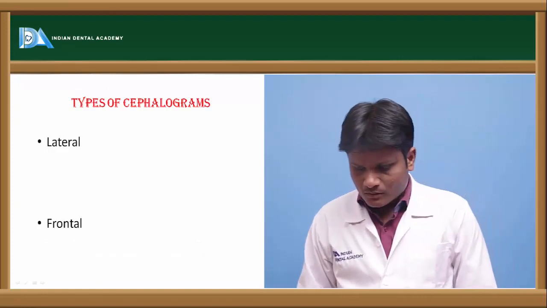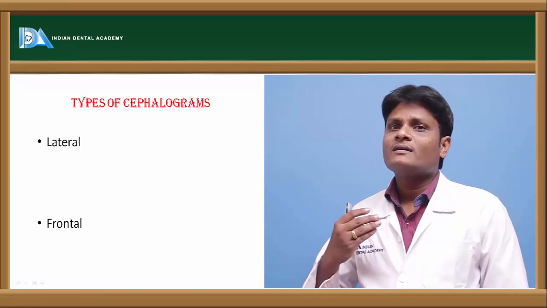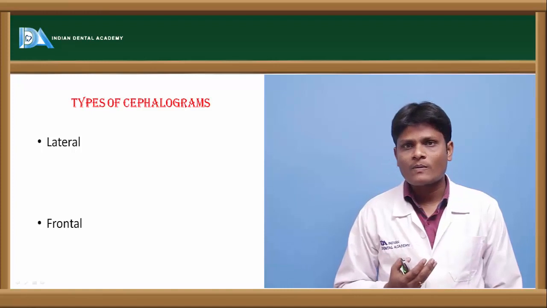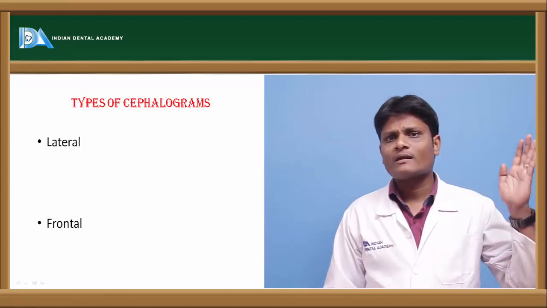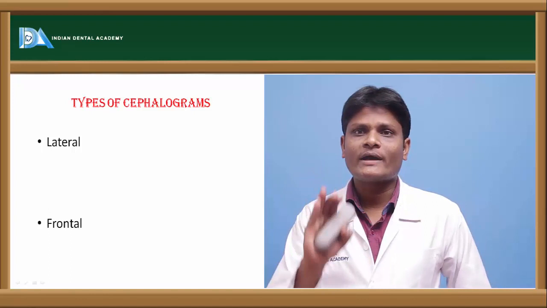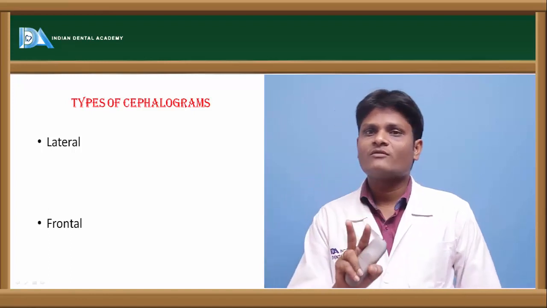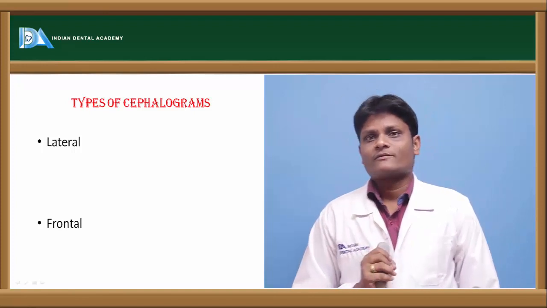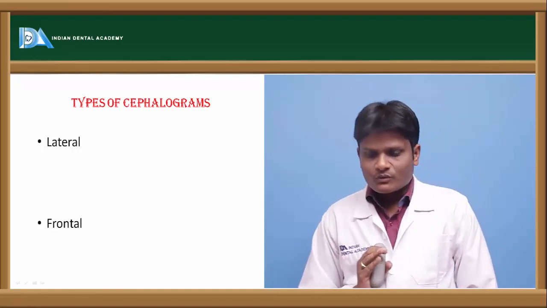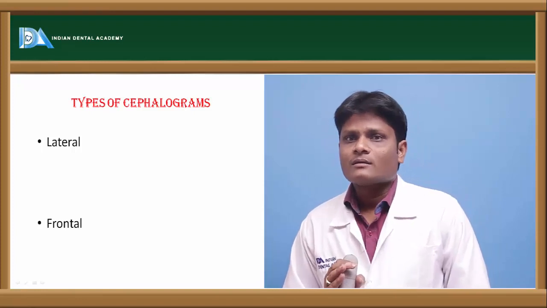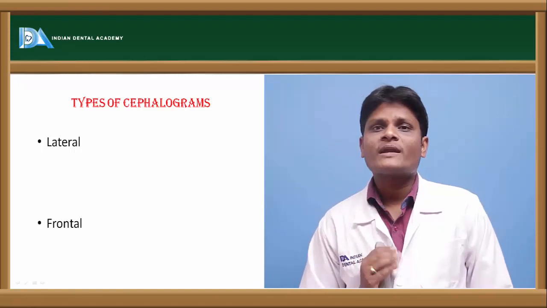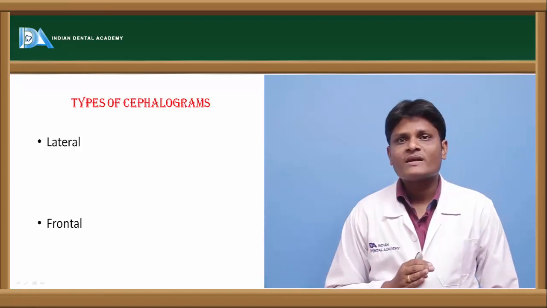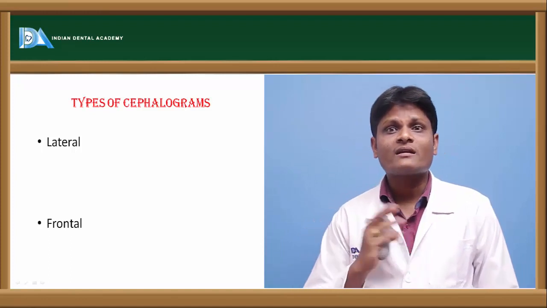Now, as we know, cephalogram is nothing but a study of measurements made on the head. A cephalogram can be obtained from the lateral view as well as a posterior anterior view. Accordingly, we have two types of cephalograms. One is the lateral cephalogram and the second one is the frontal cephalogram. Lateral cephalogram gives you two-dimensional relationships in the anteroposterior plane as well as the vertical plane, whereas frontal cephalogram will give you measurements or relationships in the vertical plane and transverse plane.